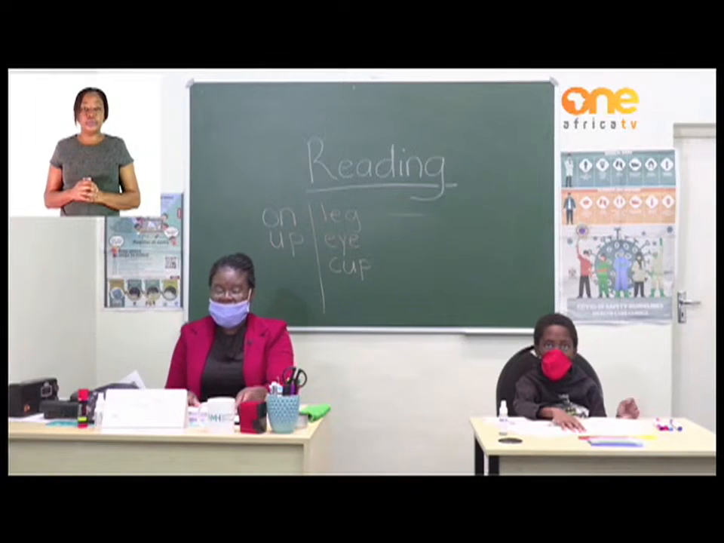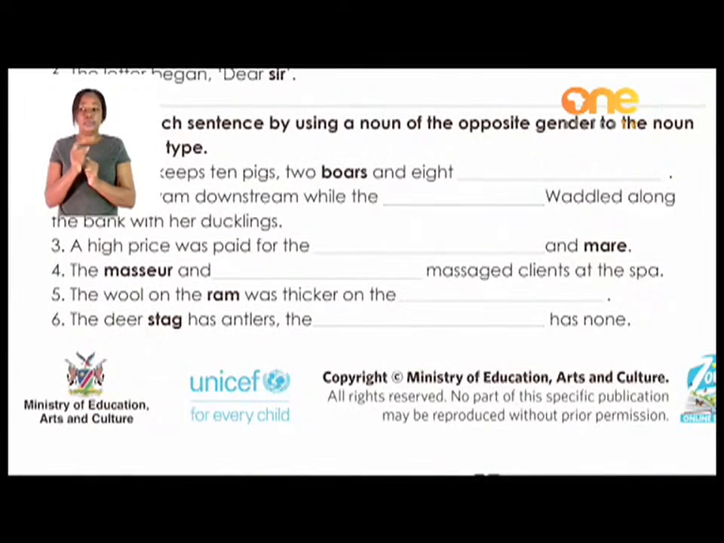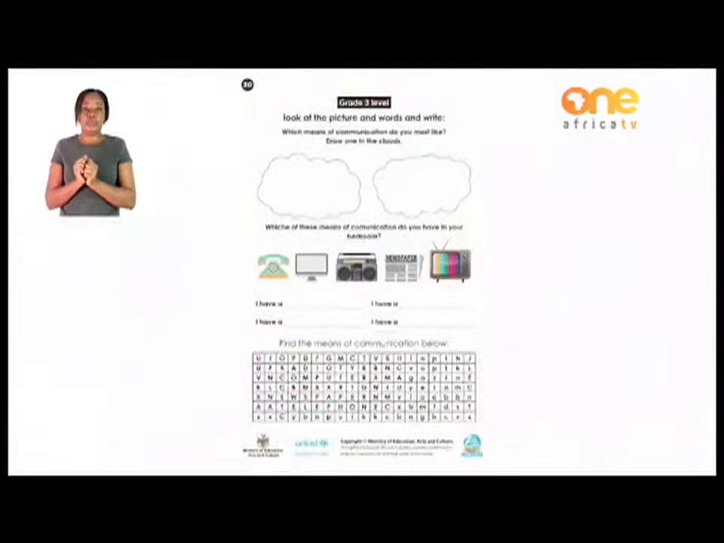Let's go over to page 30 with the grade 3s. Look at the picture and words and write, which means of communication do you like most? Which do you most like? Draw one in the clouds. You have the communication tools which are here under, which are given.